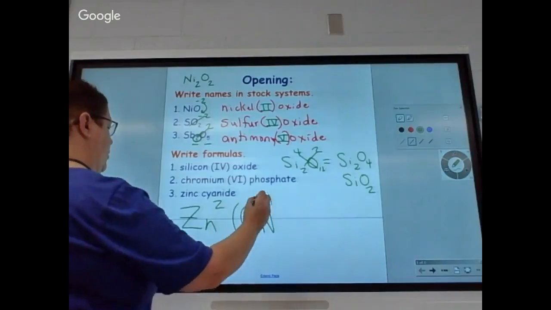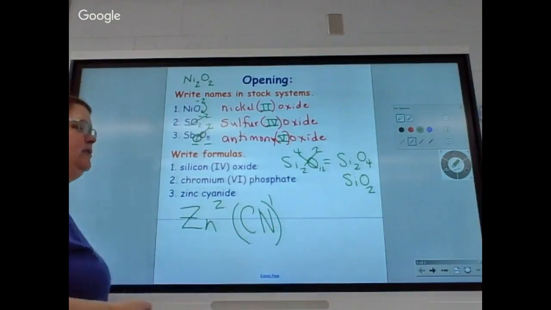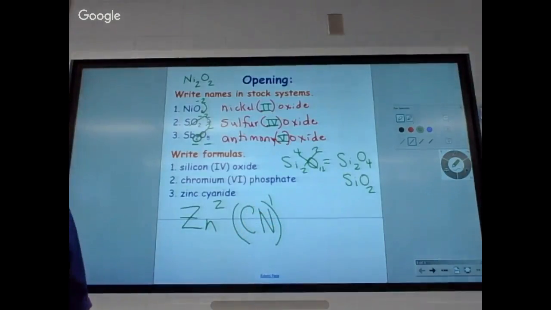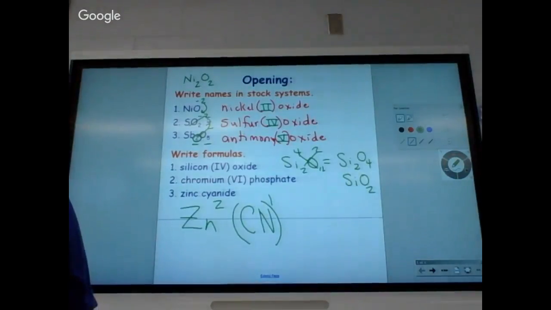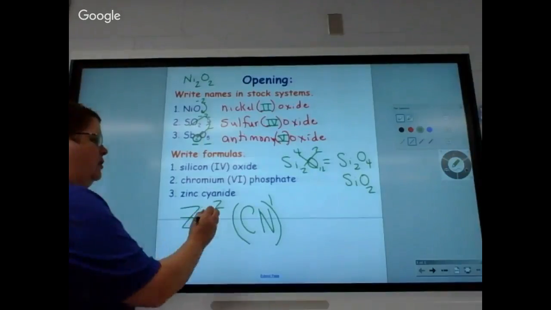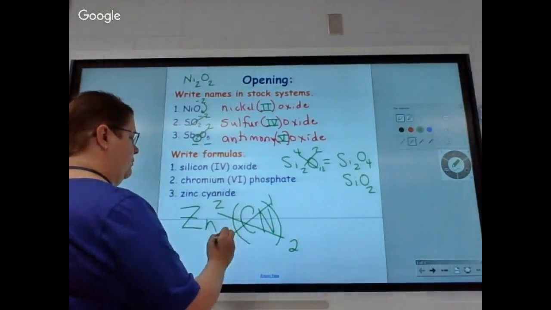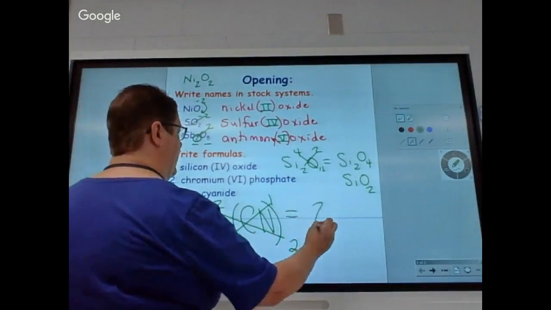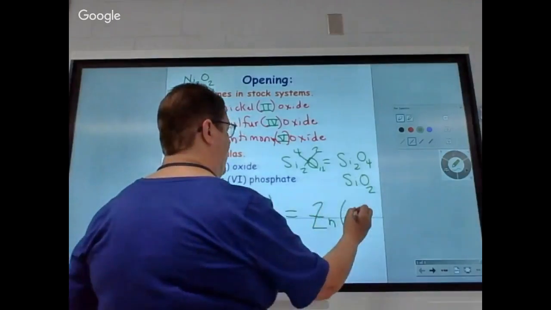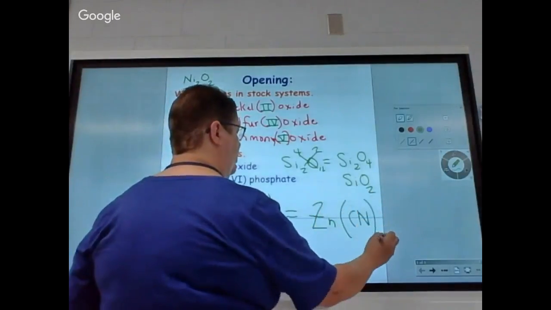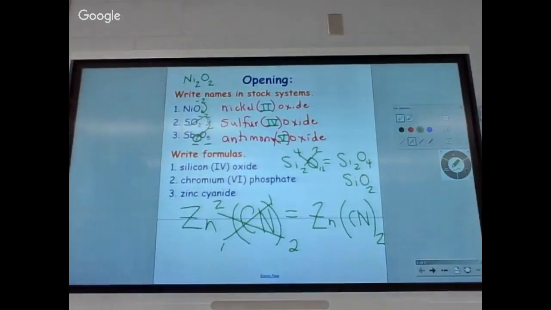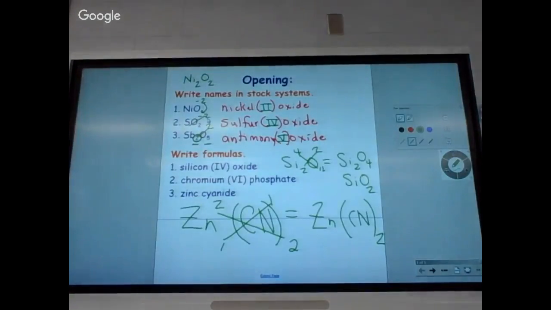That's right. It's the part everybody forgets. Even though CN has no numbers on it, you got CN from what side of that chart? The polyatomic ion side, so you've got to put parentheses around it. 2 comes down, 1 comes down, so you get Zn, CN with a 2. Because without the parentheses, it's what?